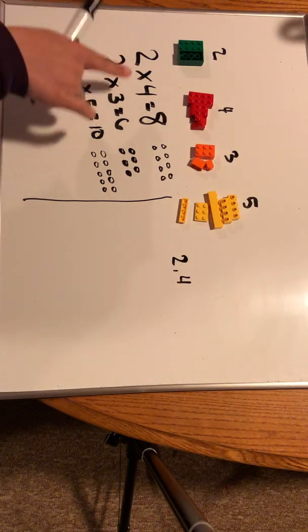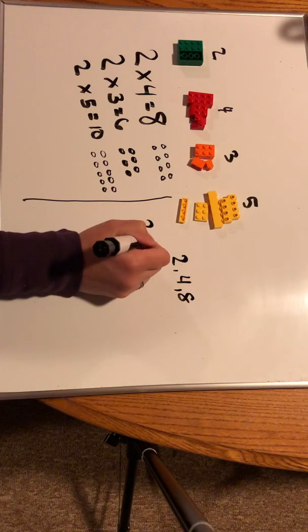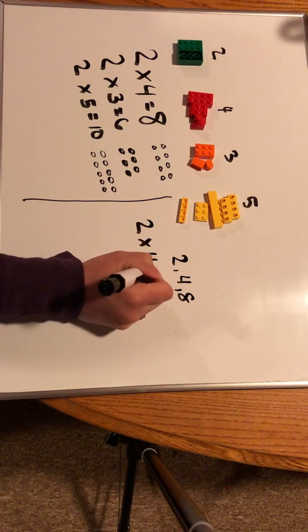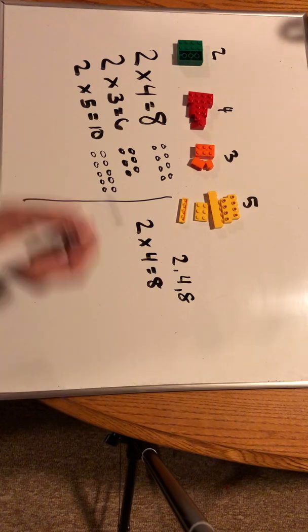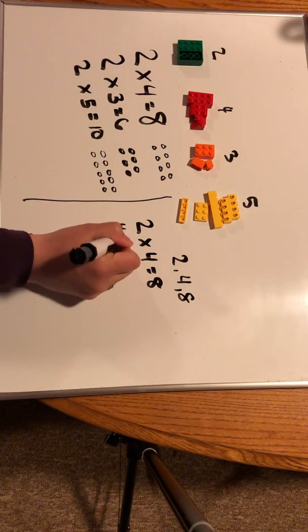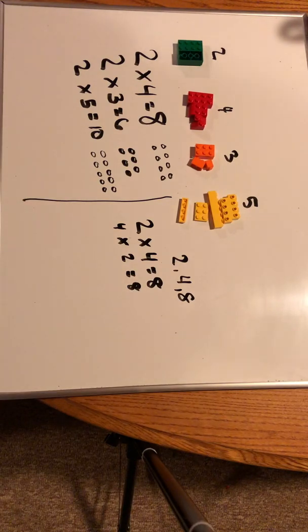Now we know that 2 times 4 is 8. So that's our first equation. 2 times 4 equals 8. And using those same 3 numbers, there's another multiplication equation that I could do. That would be 4 times 2 equals 8.